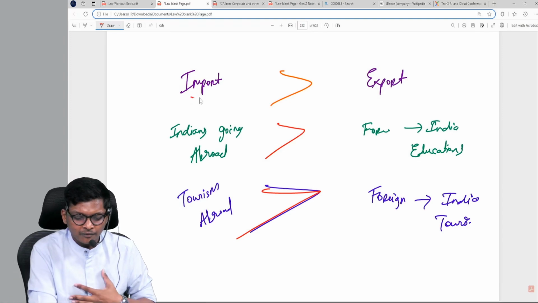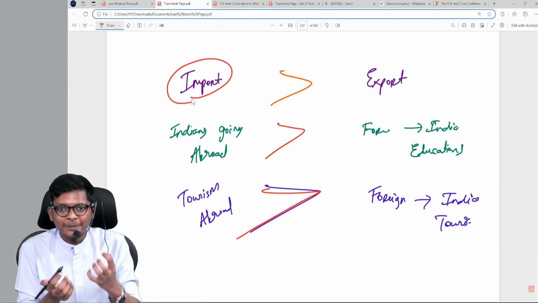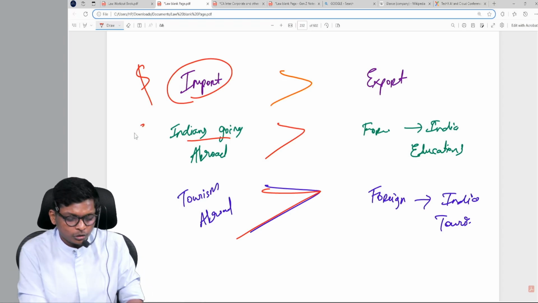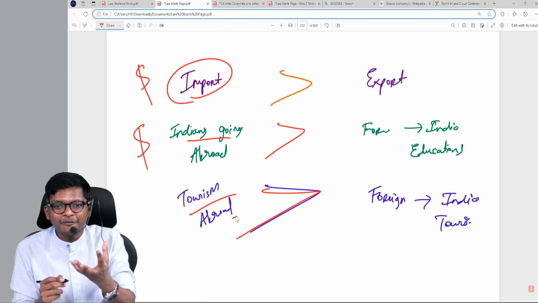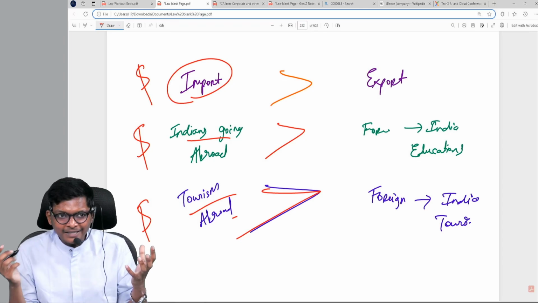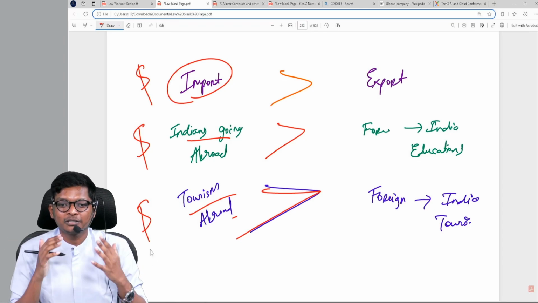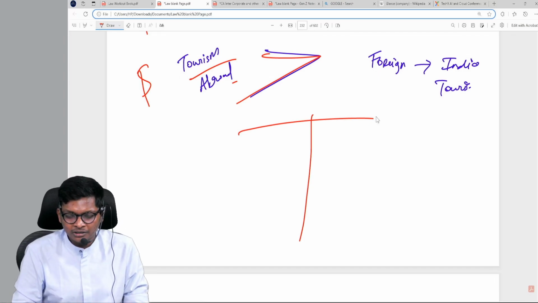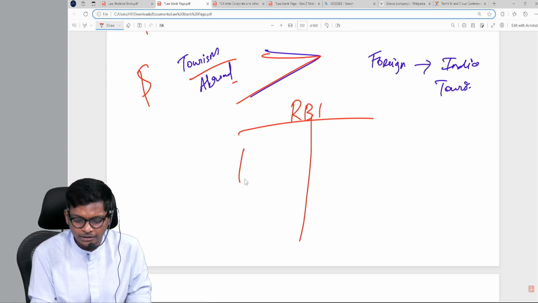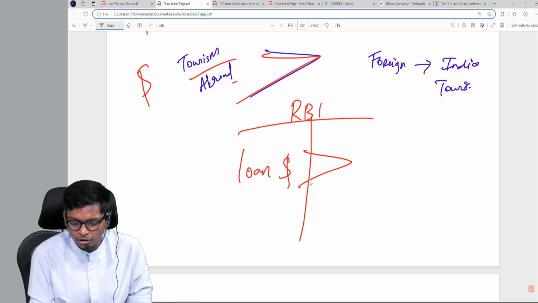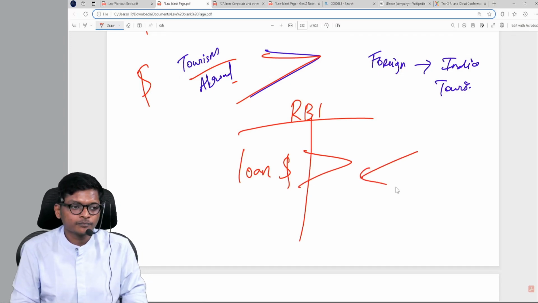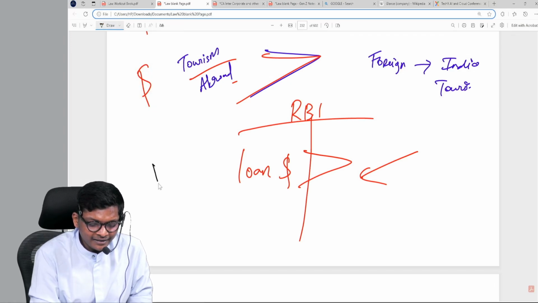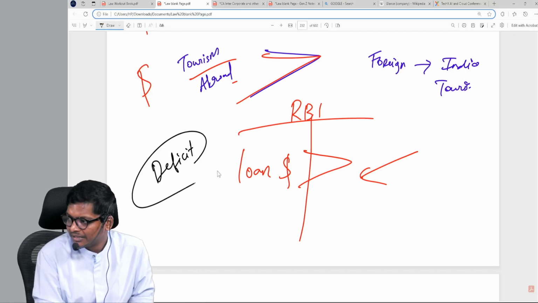Correct? That means when you import, you want RBI to give you dollars. When you are going abroad, you need what? Dollars. For tourism, RBI, give me dollars. That means everybody is calling RBI and asking, give me dollars. So RBI is calling whom? World Bank, and getting dollars. That means for RBI's financial statements, the loan in dollars is always more than the inflow. Are you able to follow, guys? That means RBI is always in a deficit.